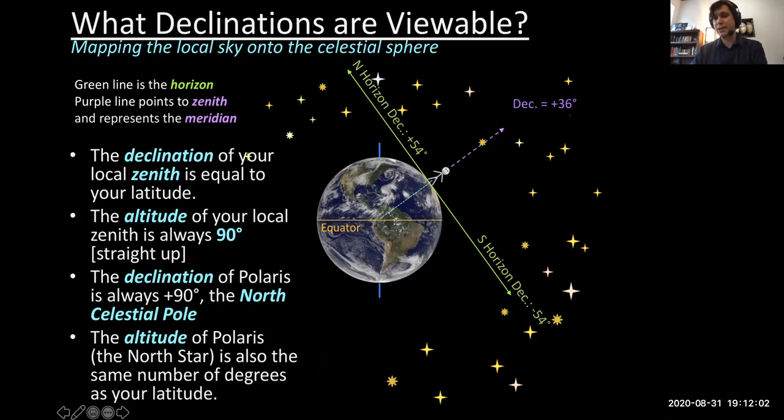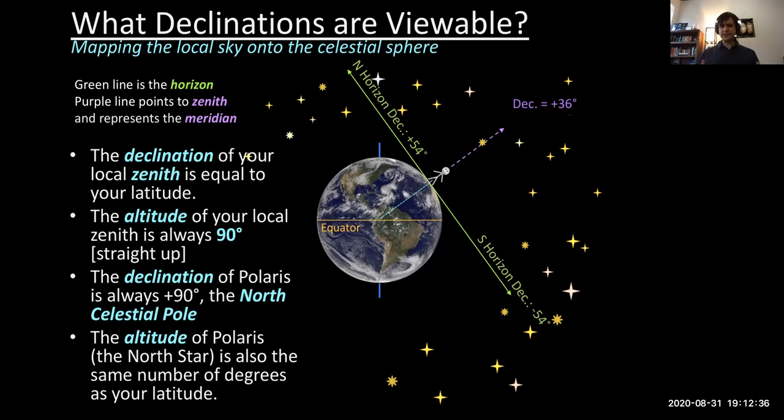Remember that we get our declinations by projecting our latitude out onto the celestial sphere. So if this is latitude 36, we just keep going straight, that's declination plus 36. It's 36 degrees above the celestial equator. So our zenith point, the point directly above this person's head, is declination 36. So the declination of your local zenith is equal to your latitude.